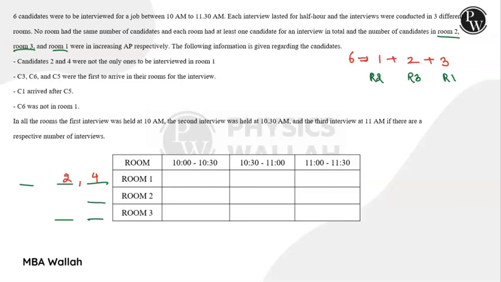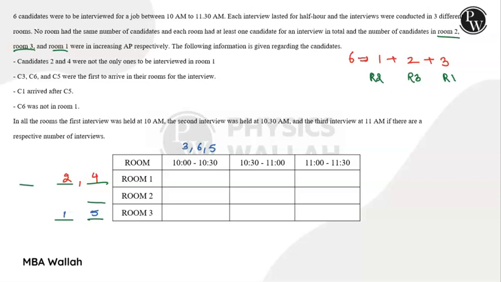So that means they must be interviewed between 10 to 10:30. So here we know that there is 3, 6 and 5. Now further, C1 arrived after C5. So that means C1 and C5 must be in the same room. That is only possible if they are in room number 3, because they need 2 places, and in room number 1 there is only one place vacant, in room number 2 there is only one place. So that means candidate 1 and 5 must be in room number 3.